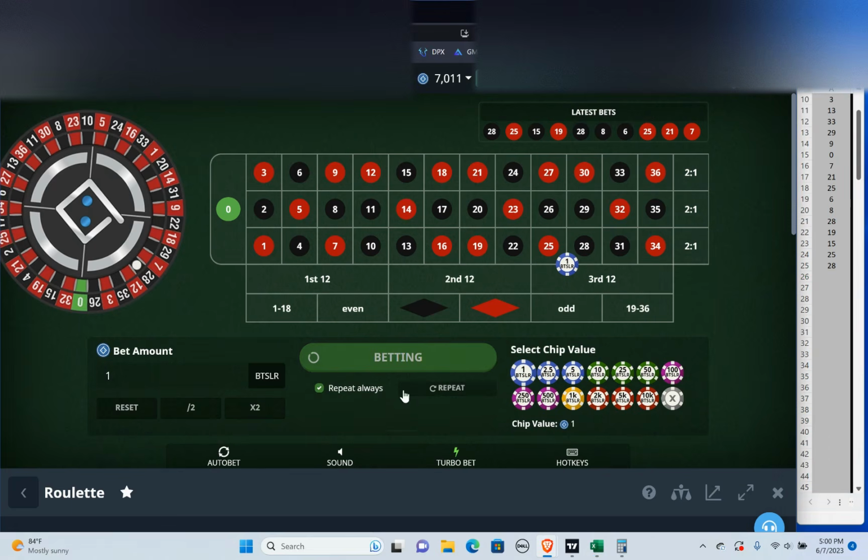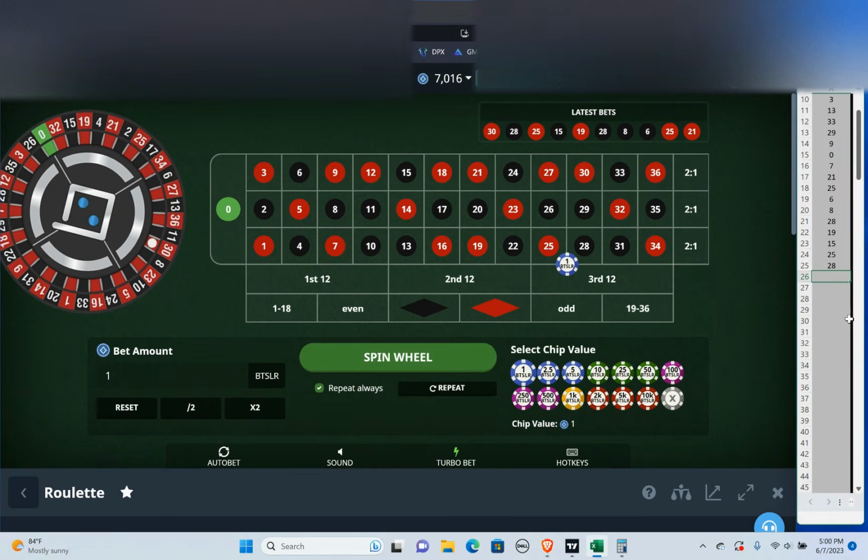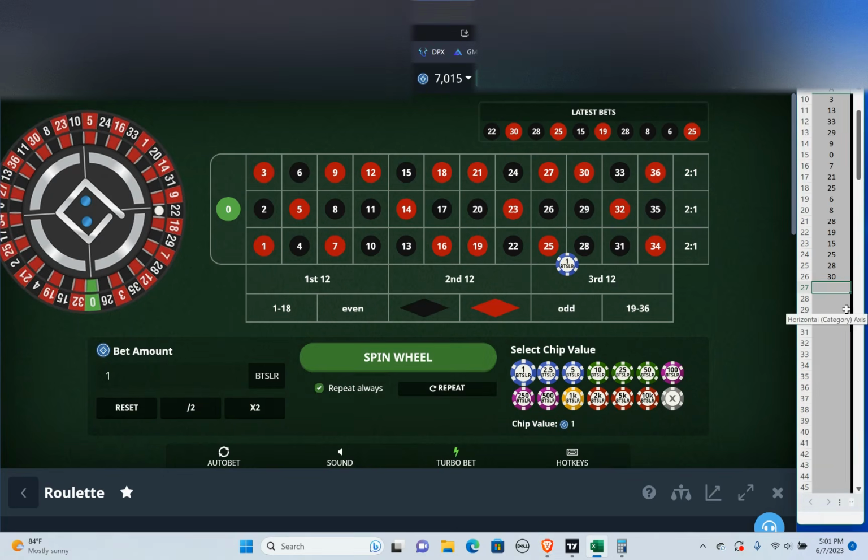Hit on the first one. On a little bit of a run here. That's nice when that happens. So now we're up 16 units. As you can see up here, we started at 7,000. Let's keep it rolling.